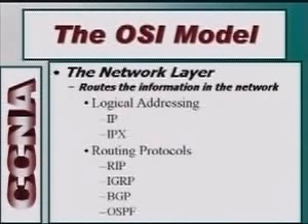And also at the network layer are the routing protocols, RIP and IGRP, BGP, Border Gateway Protocol, OSPF, Open Shortest Path First. All of those we're going to be talking about more, and they are also at the network layer. So the network layer is responsible for understanding logical addresses.